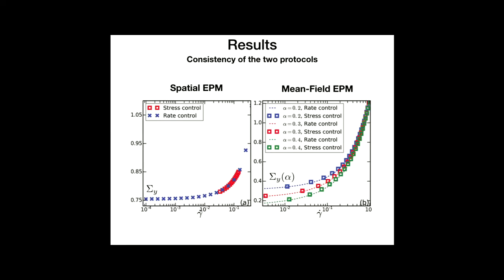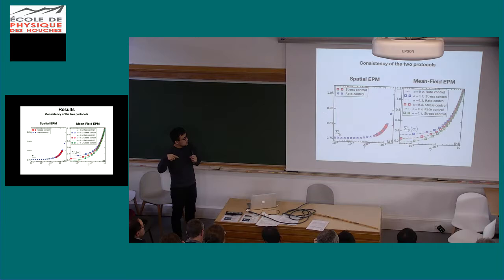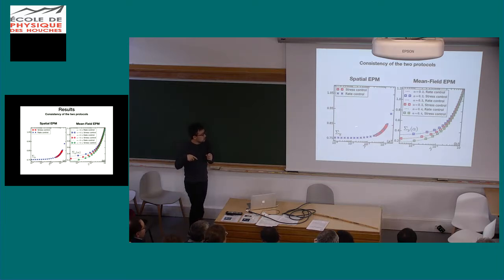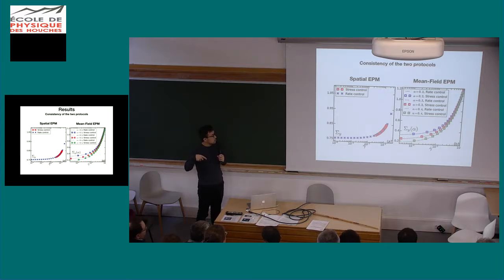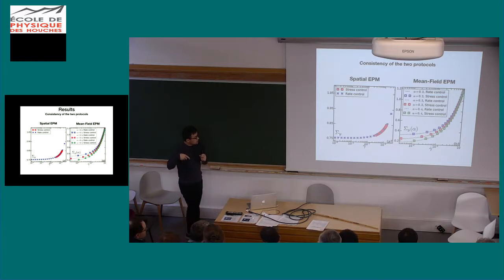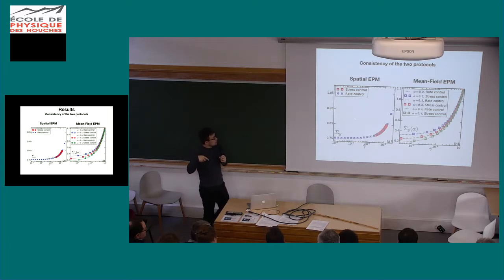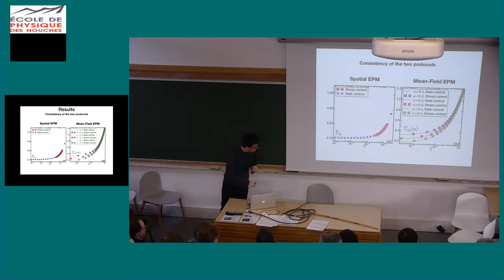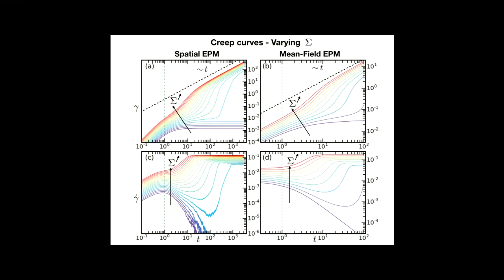The first result we checked within these two models is the consistency of the two protocols. They are very consistent, and from this flow curve, we extract the dynamic yield stress within these two models. I want to draw attention to the fact that the dynamic yield stress of both models is actually much smaller than the local threshold of local plastic rearrangement. So then we'll go to the creep.